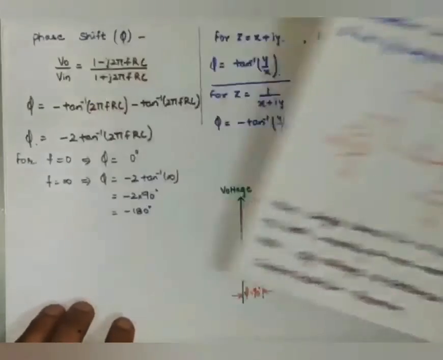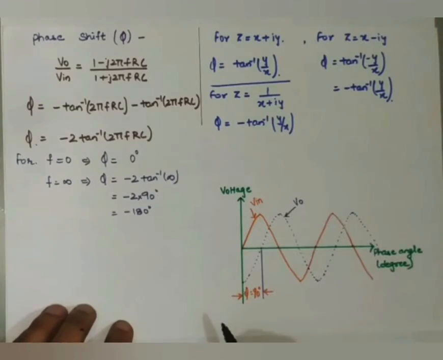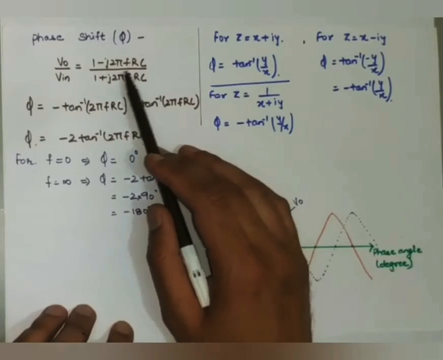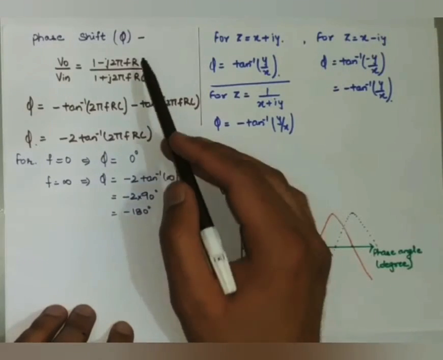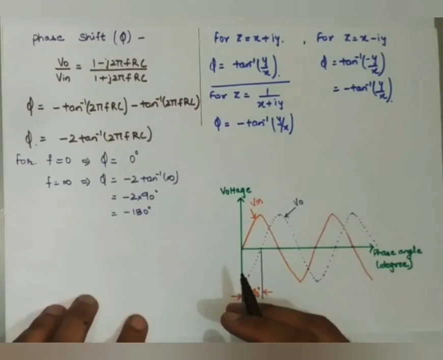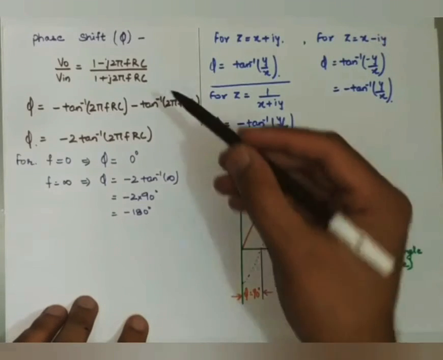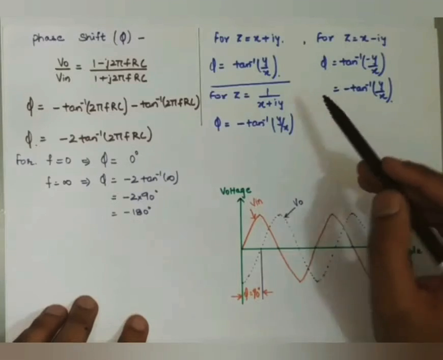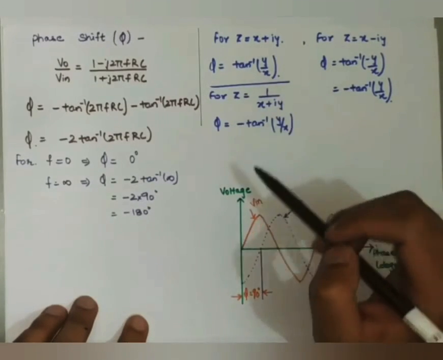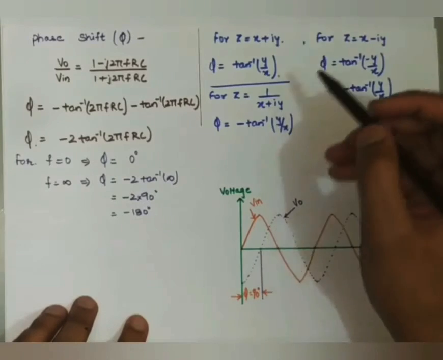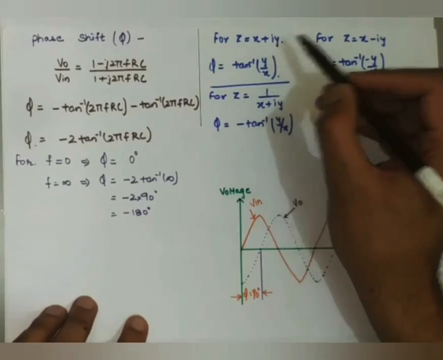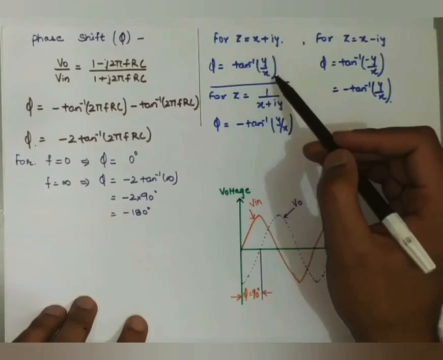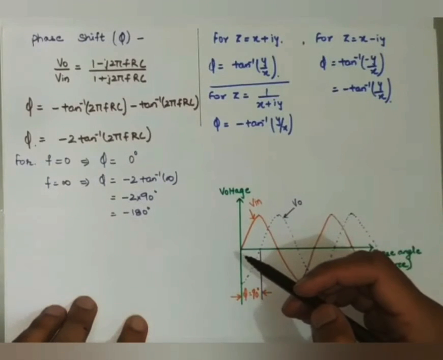Now let's discuss the second one, the phase shift. As my transfer function V output by V input is equal to (1 minus j 2 pi FRC) upon (1 plus j 2 pi FRC), I will find the phase shift over here. To discuss the phase shift, I want to once again remind you how to find the phase. Phase is nothing but tangent inverse of imaginary term upon the real term. For example, if z is equal to x plus iota y, the phase will be tangent inverse of y by x.